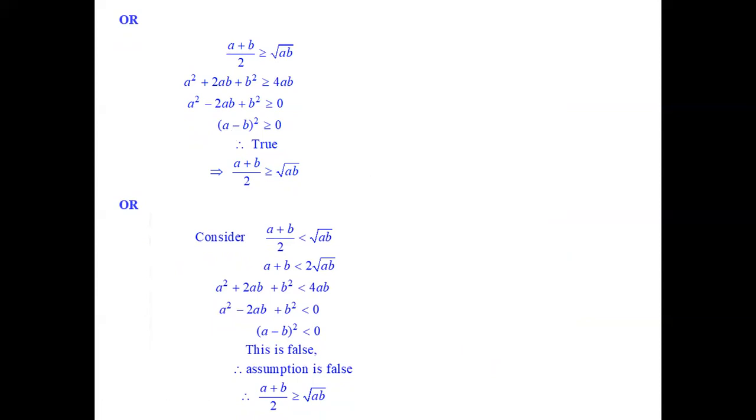The last one is they could do this by contradiction. So assuming it's less than, and we end up with a minus b all squared, because that's positive, ending up with less than 0, this is false. Therefore, the assumption is false. So by contradiction, the statement is true.